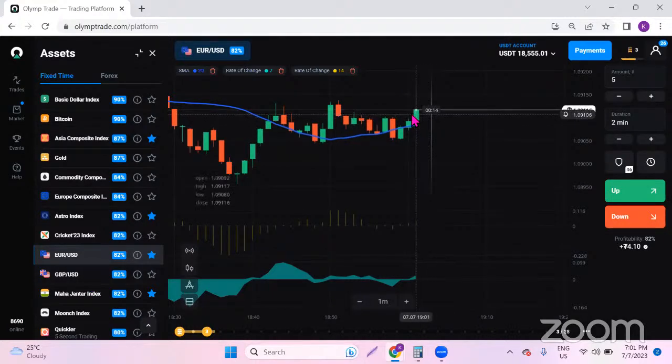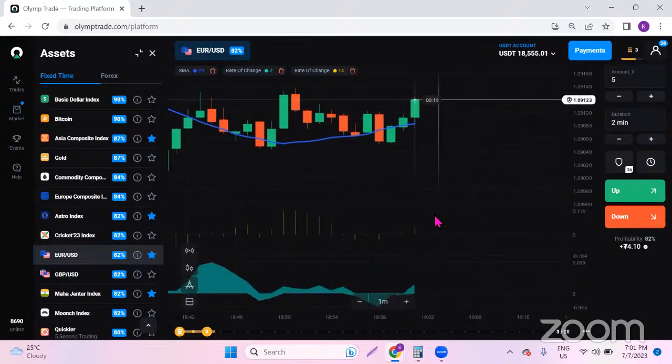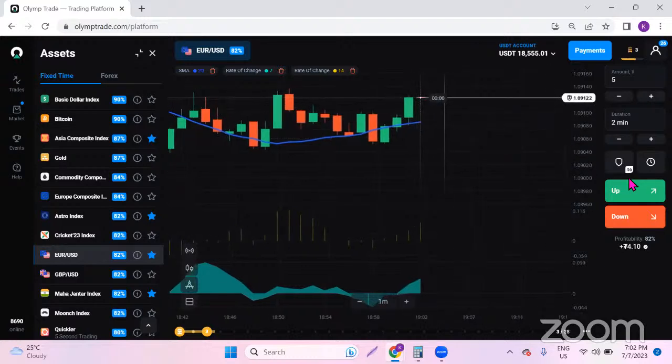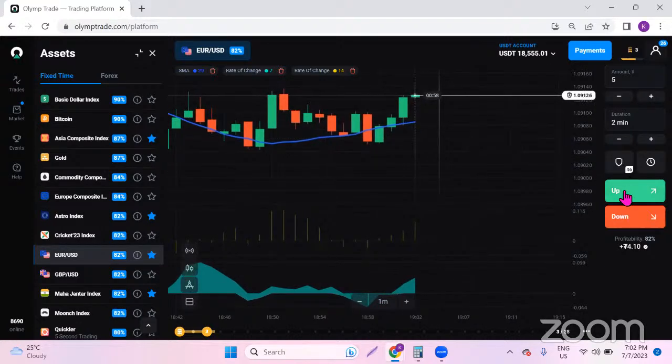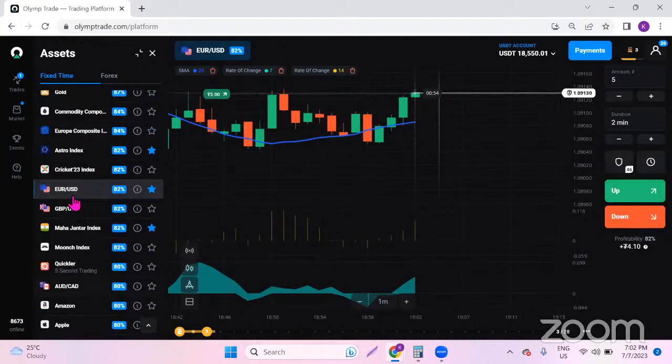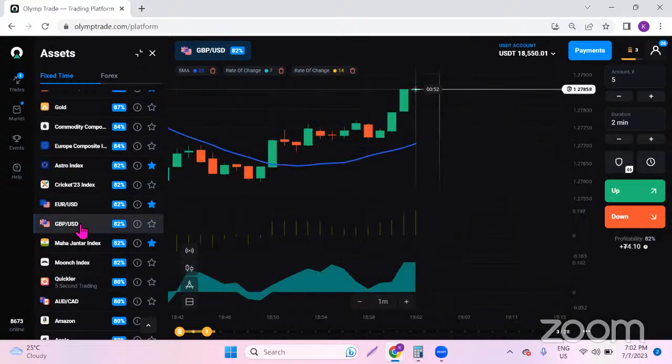Let's wait. I'm just waiting for this candle to end because I see a signal here. Both the ROCs have given me a signal. The SMA and the candle have given me a signal. If the candle that ends is green and the new one that starts is green, I'll make a trade here. So let's make an upward trade here and see how this goes. Let's change our asset.